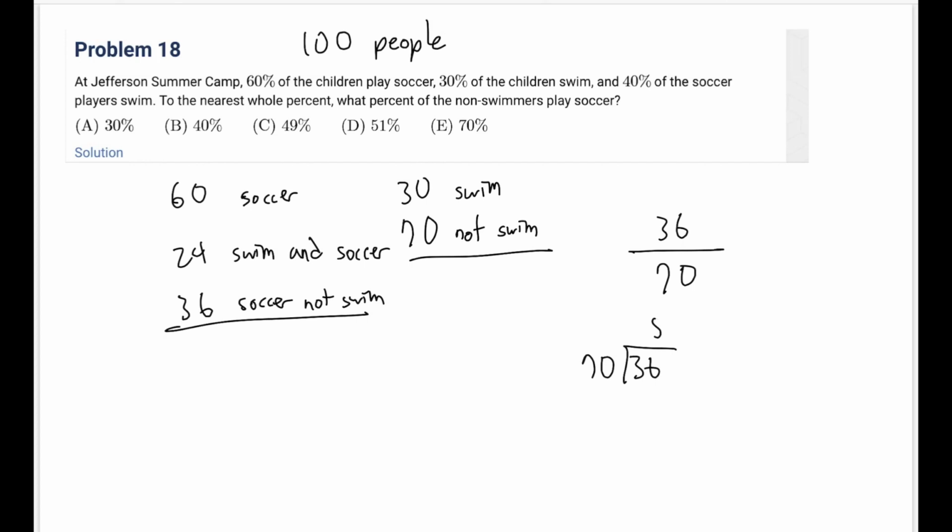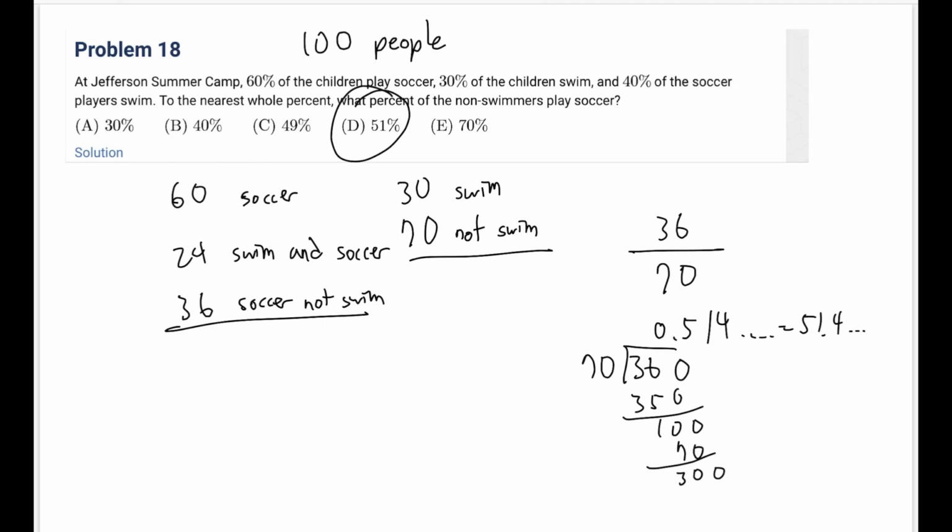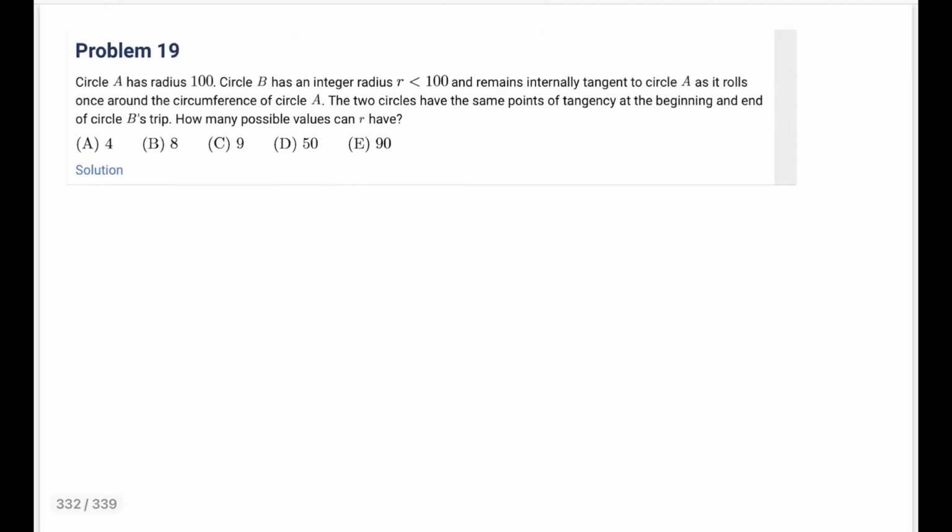Let's compute this division. So this would be like this. This would be 51.4 something percent. So it's to the nearest whole percent, right? So the answer is 51%. It's D.